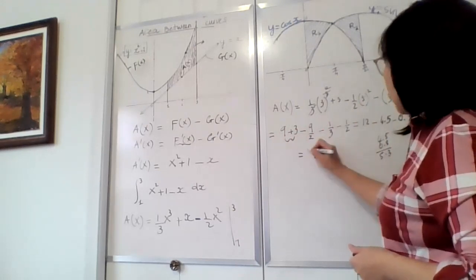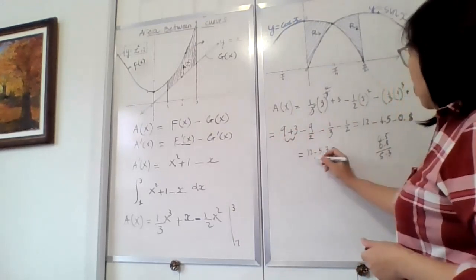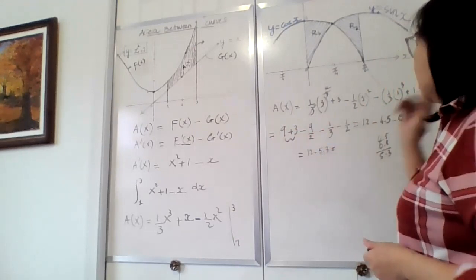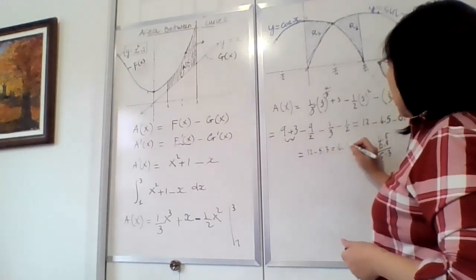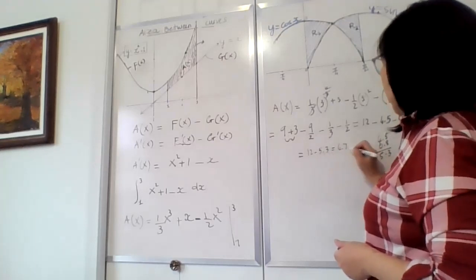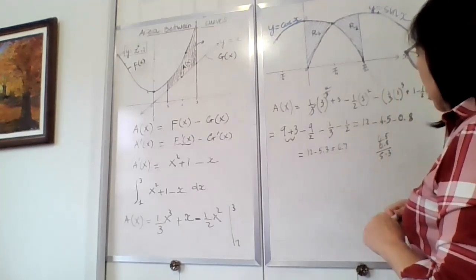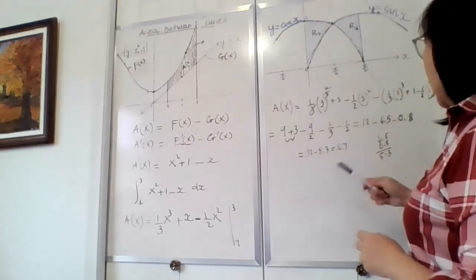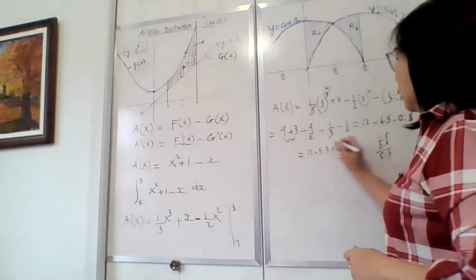5.3. So 12 minus 5.3 will be equal, 12 minus 5 is 7. So 6.7. Yeah, so that is the answer for this area.